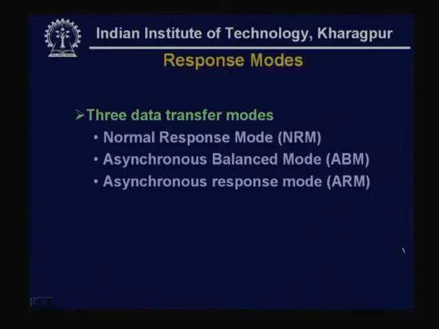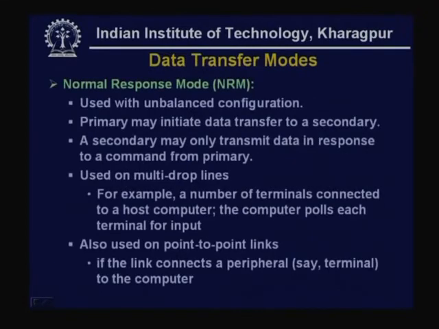And coming to the third important parameter, that is the data transfer modes. There are three data transfer modes. The three data transfer modes are normal response mode NRM, asynchronous balanced mode ABM, and asynchronous response mode ARM. And in the three cases, the way the modes work is given here. First, let us consider the normal response mode NRM. This is used with balanced configuration.